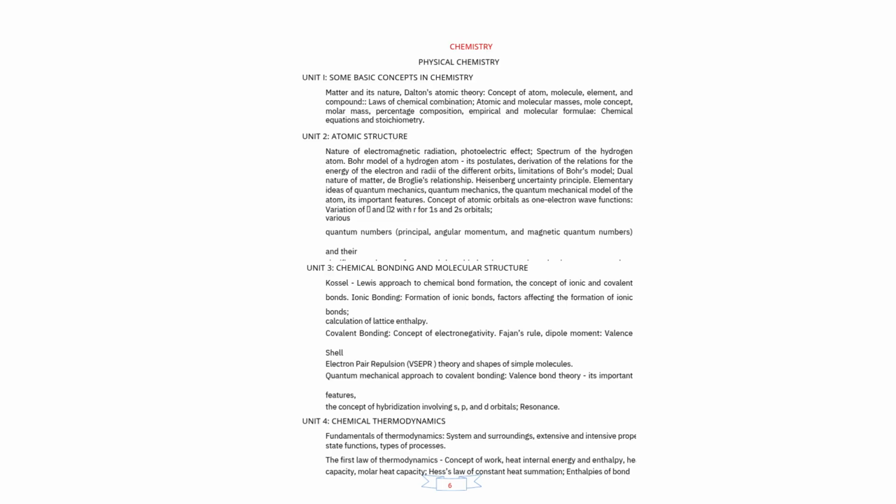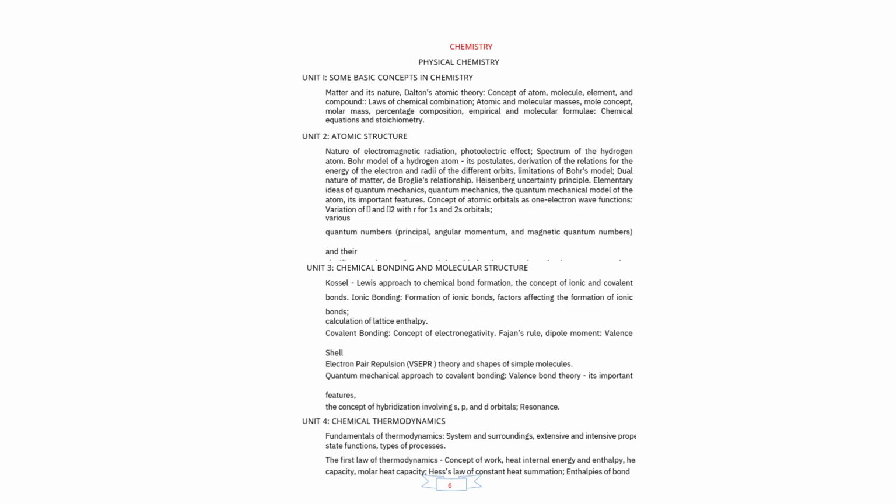Concept of atomic orbitals as one electron wave functions, variation of ψ and ψ² with r for 1s and 2s orbitals, various quantum numbers, principal, angular momentum, and magnetic quantum numbers, and their significance, shapes of s, p, and d orbitals, electron spin and spin quantum number, rules for filling electrons in orbitals, Aufbau principle, Pauli's exclusion principle and Hund's rule, electronic configuration of elements, extra stability of half-filled and completely filled orbitals.